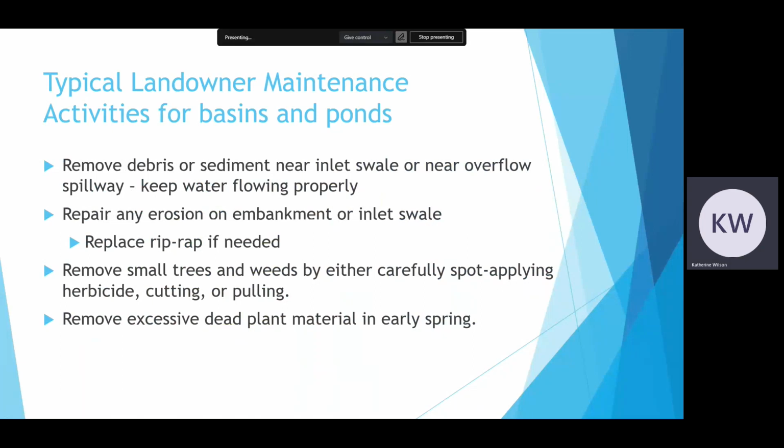For starters, you can remove any debris or sediment near the inlet swale, outlet pipe, or overflow spillway. This keeps our water flowing properly through the system. You should repair any erosion you see or replace riprap by adding more stones if needed. You can remove trees or weeds by either spot applying herbicide, cutting them, or pulling them. And you can remove any excess dead plant material in early spring.